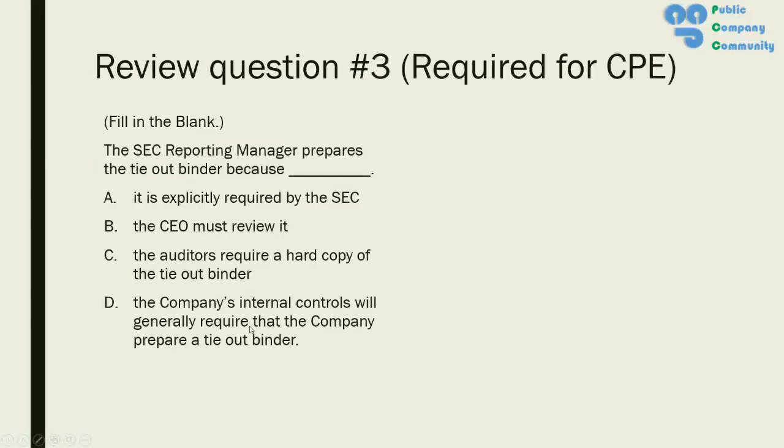So number 3 here, the fill in the blank: SEC Reporting Manager prepares the tie-out binder because A, it's explicitly required by the SEC, B, the CEO must review it, C, the auditors require a hard copy of the tie-out binder, or D, the company's internal controls will generally require that the company prepare a tie-out binder. So everyone have a second to think about it, and let's look.